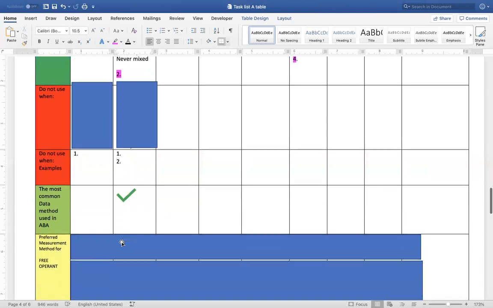Okay. So the next one is which preferred measurement method for free operants. When we're dealing with free operants, which one is the preferred measurement method? And the options are the same. I can re-say them. Count, rate, acceleration, response latency, inter-response time, duration, whole interval, partial interval, momentary time sampling.